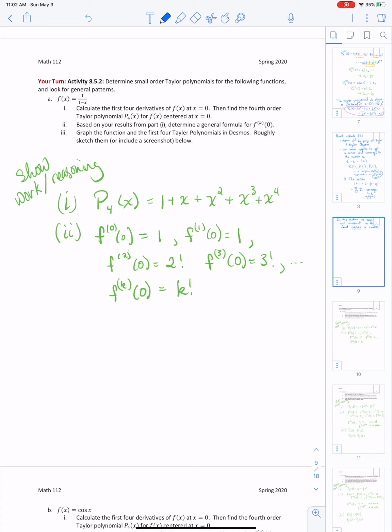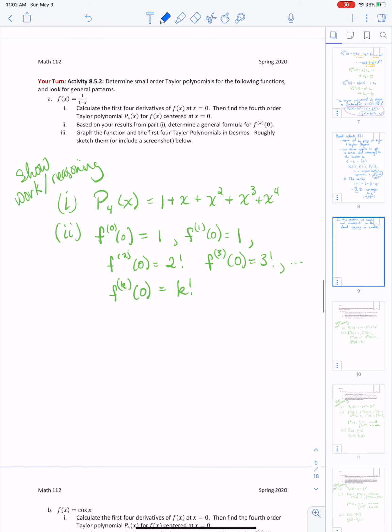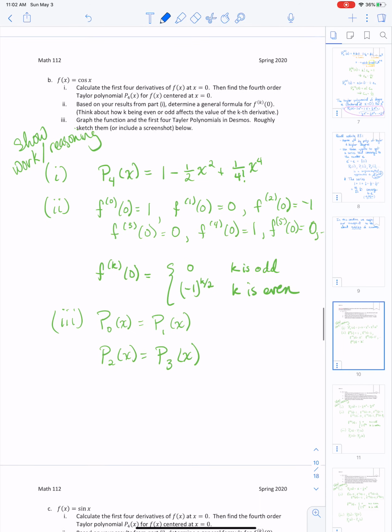All of the coefficients for every power of x are just 1. And the kth derivative evaluated at x equals 0 is just k factorial. That's how we're arriving at the Taylor polynomials that you've calculated. So you can actually even guess now the formula for any degree Taylor polynomial of this function 1 over 1 minus x. Okay. And then cosine of x.